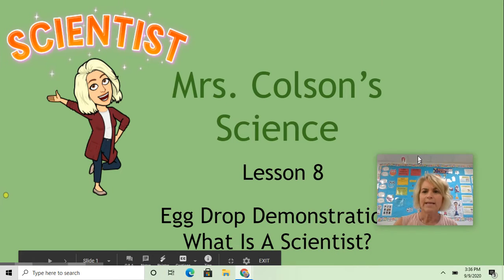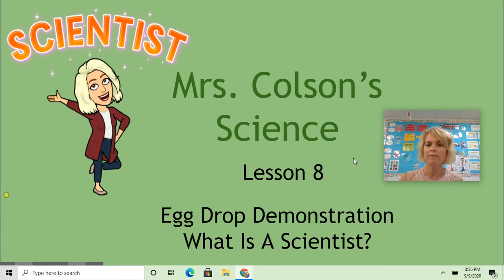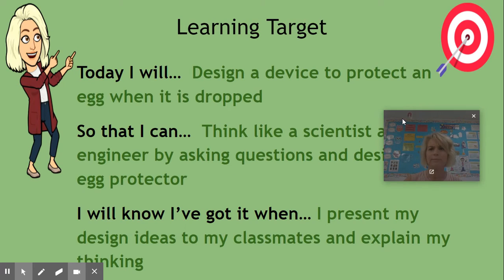So today, scientists, we're going to continue with where we left off yesterday. You might remember that yesterday we learned what is science. And so today we're going to work as a scientist and actually as an engineer with an egg drop. So let's take a look at our target for today.